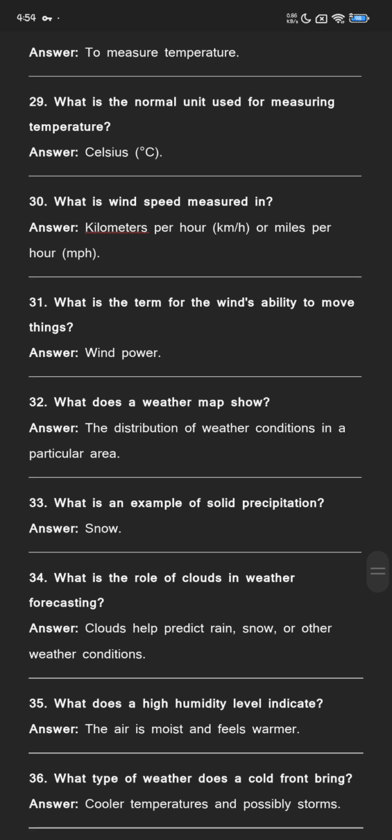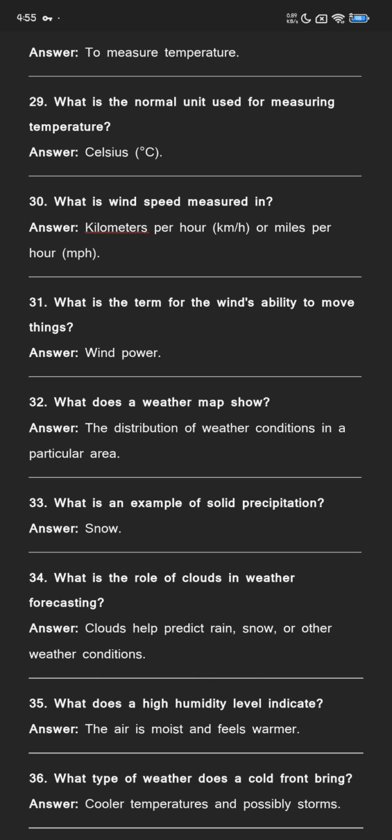What is wind speed measured in? Kilometers per hour or miles per hour. What is the term for the wind's ability to move things? Wind power. What does a weather map show? The distribution of weather conditions in a particular area. What is an example of solid precipitation? Snow.